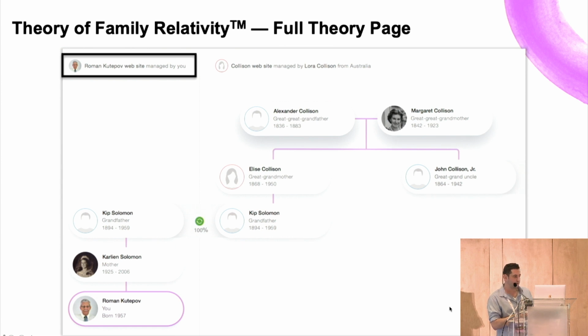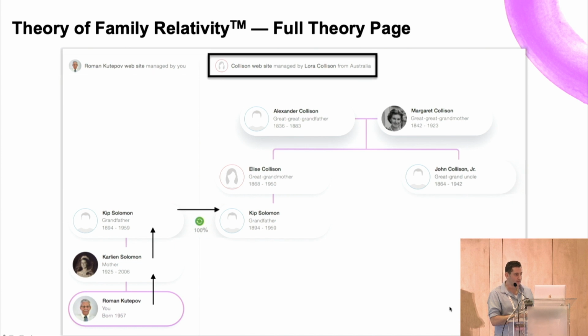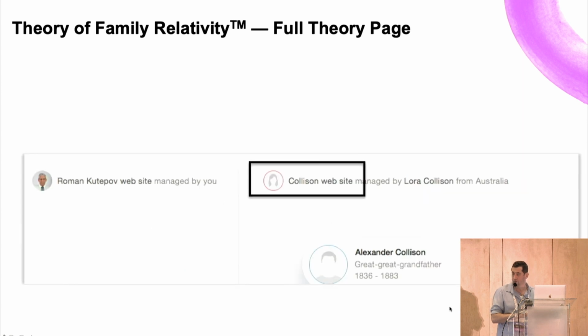That's his tree on MyHeritage. And on MyHeritage, we went up through Roman to his mother, to his grandfather, and we stopped. Either Roman didn't provide more information, or we decided that this is a good time to jump to a different tree. And what happened here is that we made a jump of a smart match, represented with the circle, to a different site on MyHeritage, a different tree, a Collision website managed by Laura from Australia.